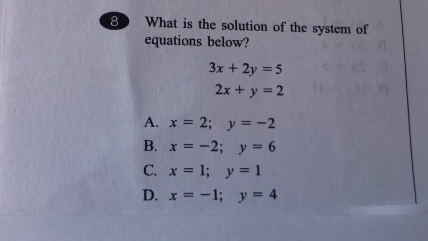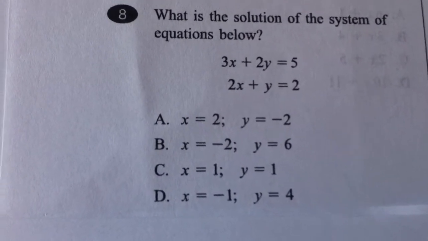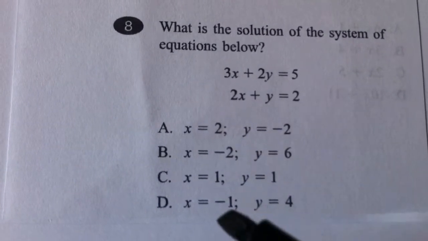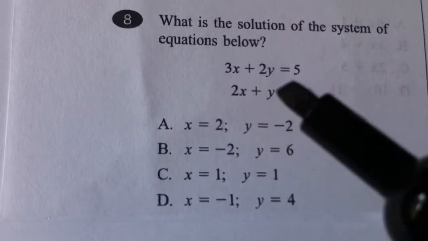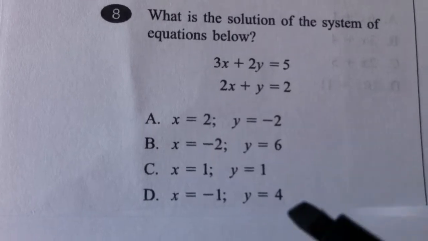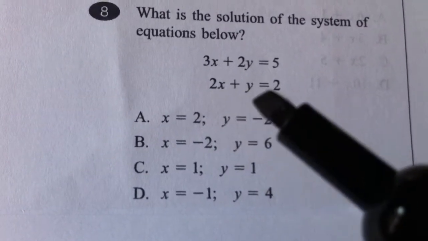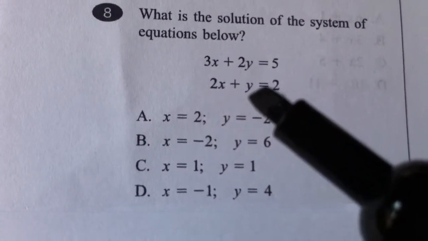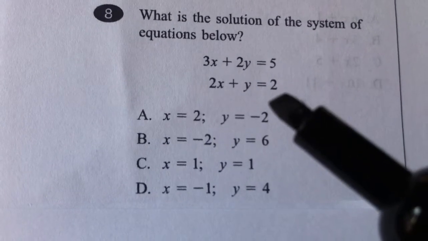And then for the second equation, we have 2 times negative 1, so it's negative 2, plus y, which is a 4. So we have negative 2 plus 4, and that's a 2. So 2 is equal to 2, right?